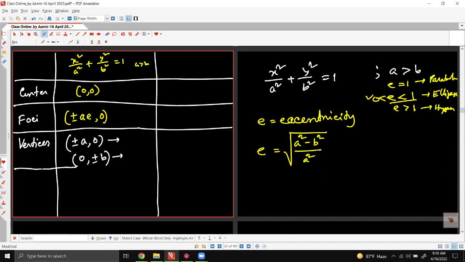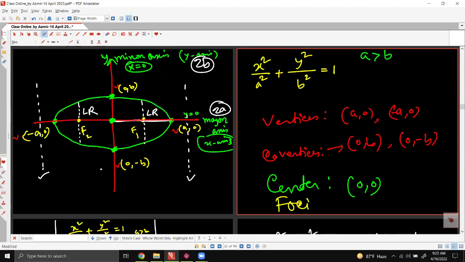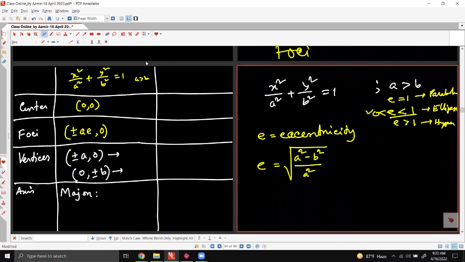So after vertices, we can think about the axis of symmetry. There are two axes, the major axis and the minor axis. So let us have a look at the major axis. I have mentioned to you that the major axis will be the x-axis, that means its equation is y equals 0, and the minor axis is the y-axis, its equation will be x equals 0. So the major axis is the x-axis, that means y equals 0.